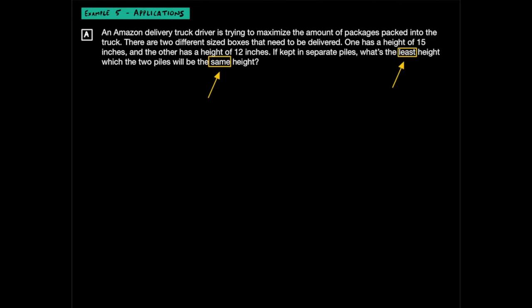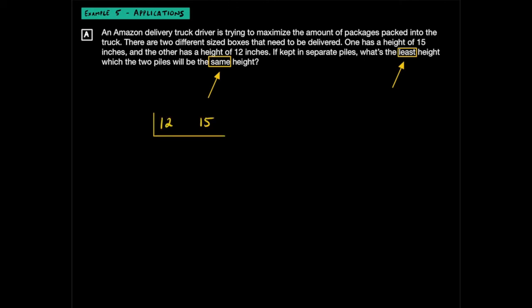First of all, we want to notice that there are 2 key words that let us know that this is an LCM problem. The words least and same give it away that we're looking for the least height which the packages are going to be the same. Since the packages of the same size are going to be stacked on top of each other, they're going to be in multiples of themselves.